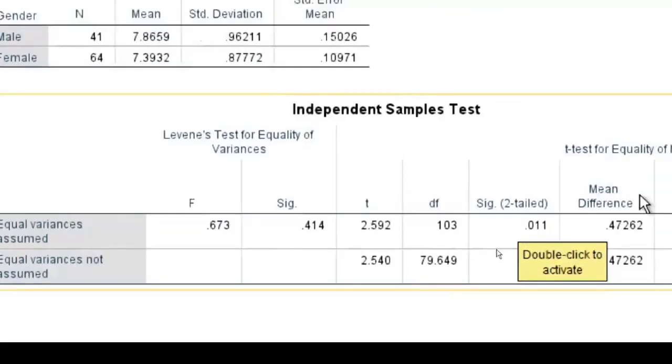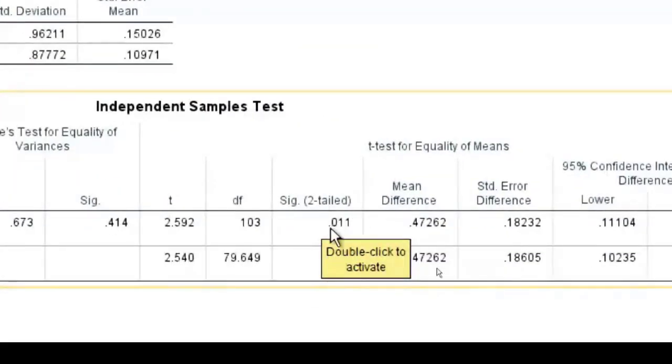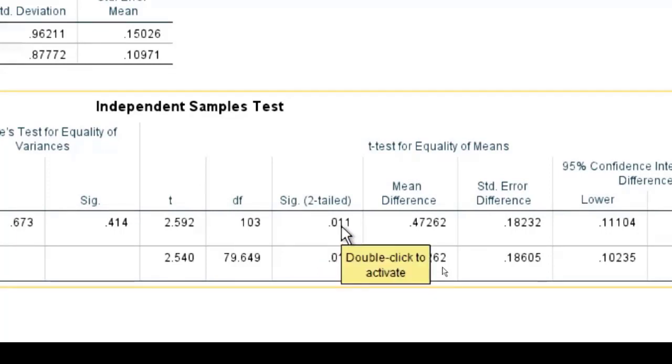In the first row, this is the significance value, 0.011. It is the value that helps you make a decision regarding whether you have to reject the null hypothesis or fail to reject the null hypothesis. In other words, this value will tell you whether there is a significant difference in teacher efficacy or no significant difference in teacher efficacy.